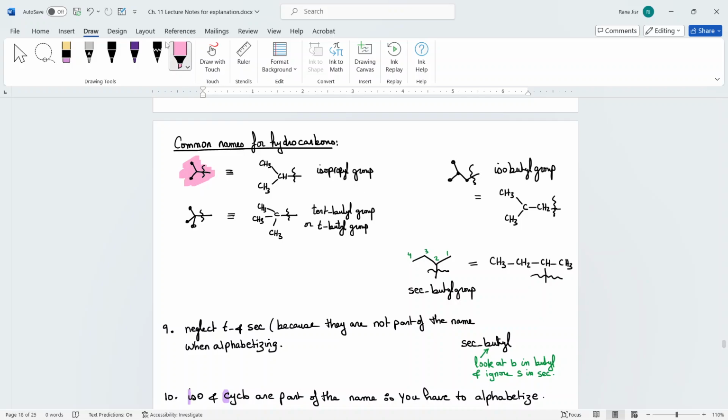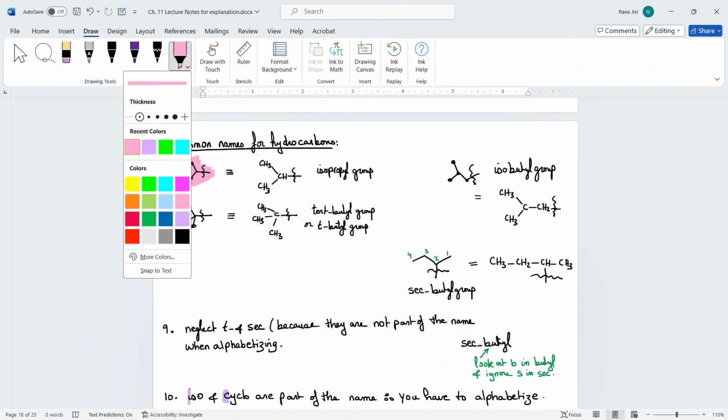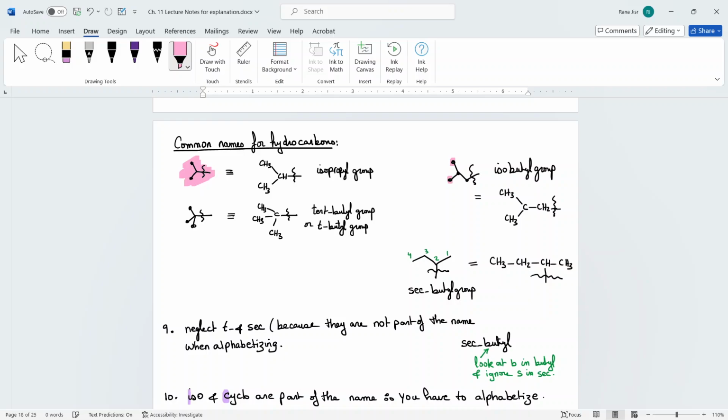So again, an iso group is a group that has two CH3s connected to a carbon. So it has this structure in here, kind of like a Y. So this is called an iso group.